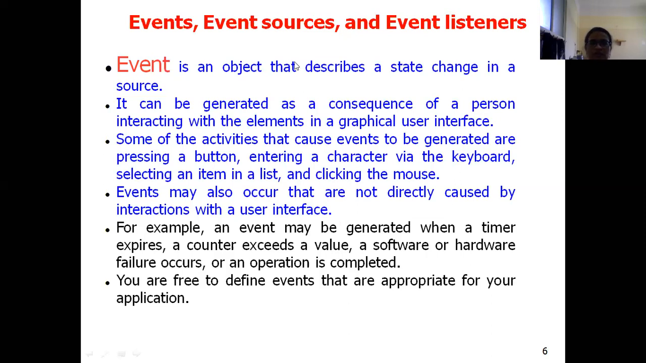So what is actually an event? An event is an object that describes a state change in a source. As I said, if you consider a switch, the state may be changed from on to off. It can be generated as a consequence of a person interacting with the elements in a graphical user interface.